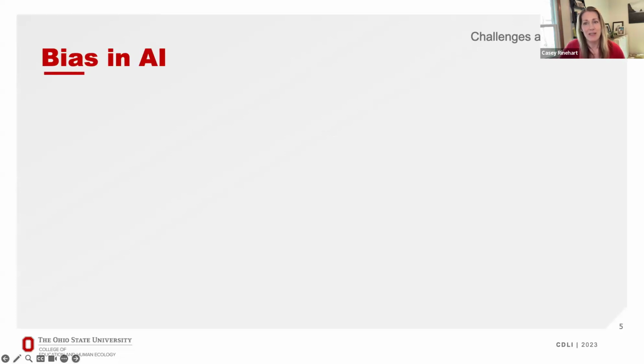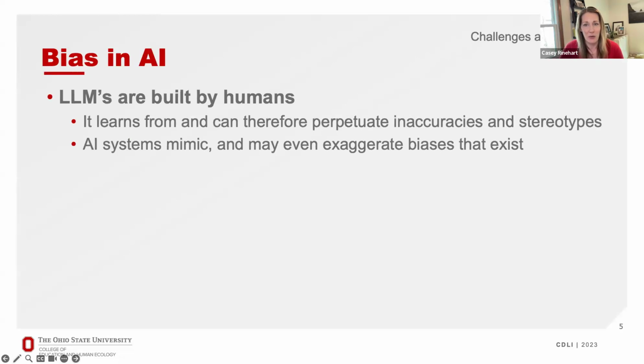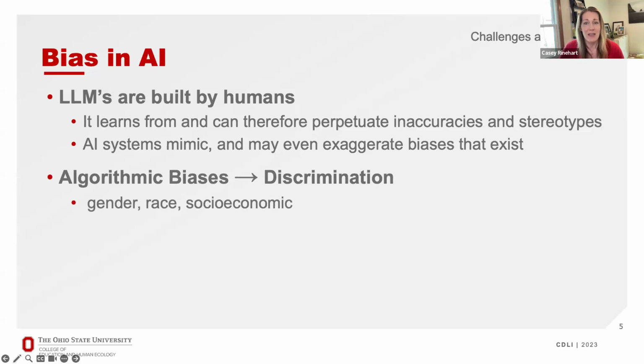Another challenge that maybe isn't as trending, but is incredibly important, especially in the world of education, is bias in AI. Being built by humans, human bias is very much present in generative AI tools. Also, AI creates based on patterns and relationships that it learns and therefore perpetuates inaccuracies and stereotypes. This can lead to the reinforcement of social inequities because AI systems mimic biases that exist in the real world. As such, algorithmic biases can lead to discrimination by reflecting existing biases in our society.